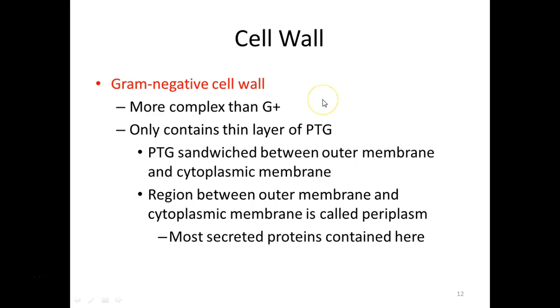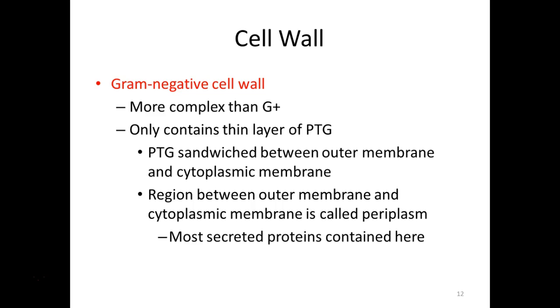For gram-negatives, in contrast, they are much more complex than gram-positives. And notice the color scheme I've got going here, right, to help you guys remember. Gram-positive are purple, gram-negative are going to be like this pinkish color when we stain them. If they contain it at all, they contain a very thin layer of peptidoglycan. And it's actually sandwiched between two membranes. There's cellular membrane and what we call the outer membrane. This is the outermost covering of that cell.